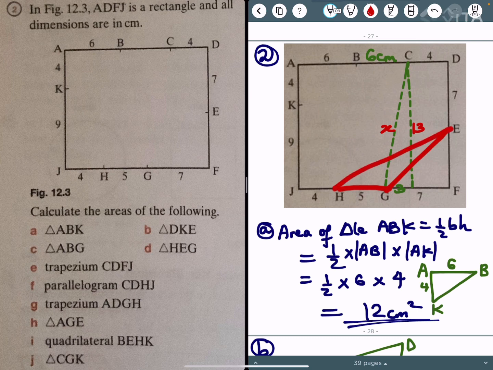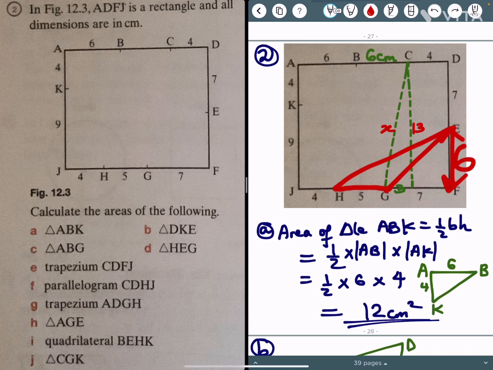This is triangle HGE. The base is 5. Let's get the vertical height. Take 7 from 13. This whole height is 13, and this part is 7. So if you take 7 from 13, the remainder here is 6. So the vertical height of the triangle is 6 and the base is 5.